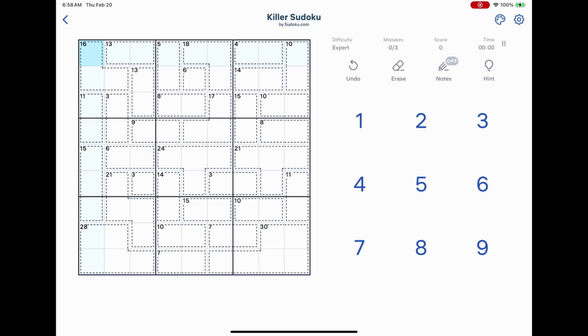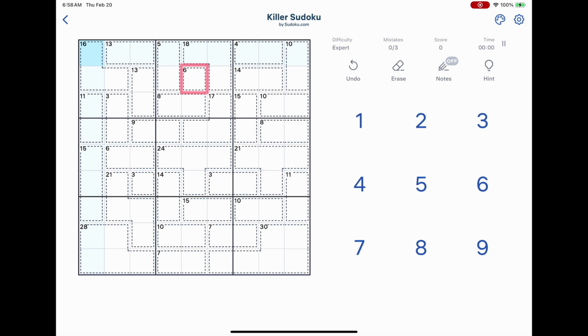So, how do we solve this? Step 1, Singles. Look at block 2. There's a sum with only 1 square, so we know it's a 6. Block number 4 contains a single 3. You will find between 0 and 3 singles to start off with, so look closely for them.